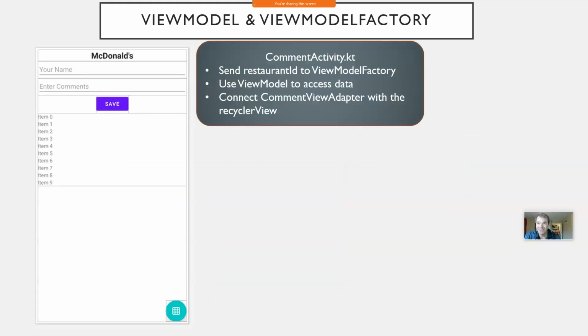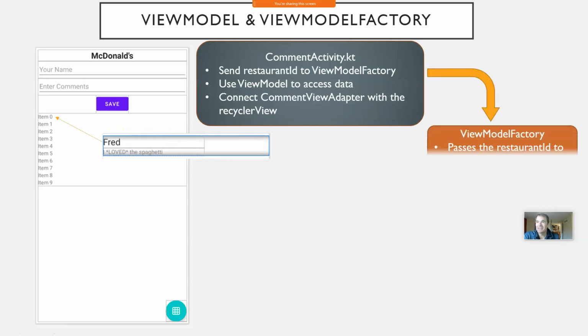I tried to capture this. This is a bit of a roadmap for us in terms of how this all comes together. What we're going to do is we need to send the restaurant ID to a view model factory. That view model factory will populate the restaurant ID into the view model so we can properly query Firestore and get the data back. And then we will create another recycler view for our comments based on the information we get back from Firestore.